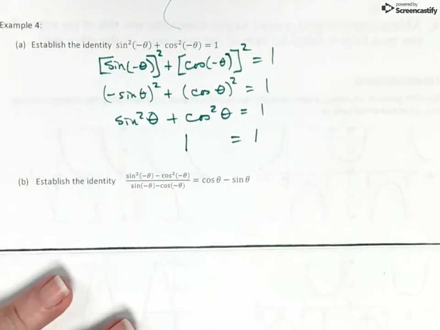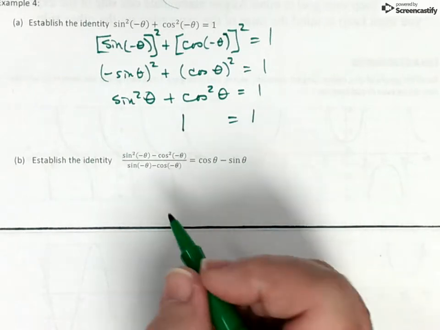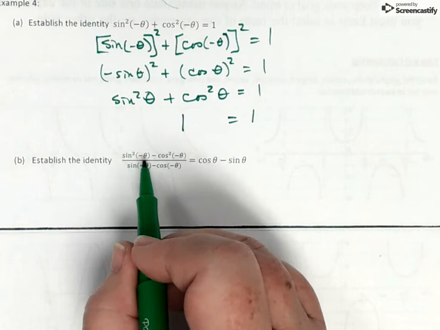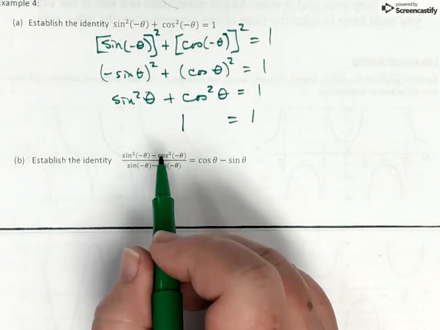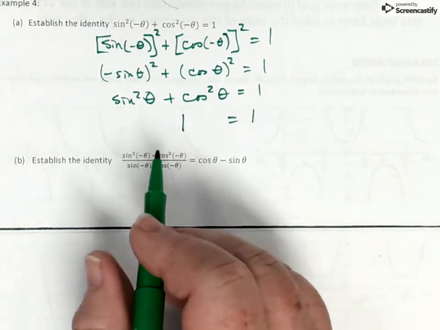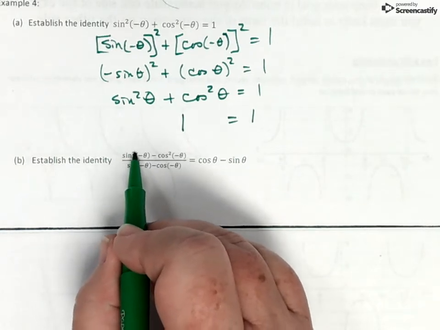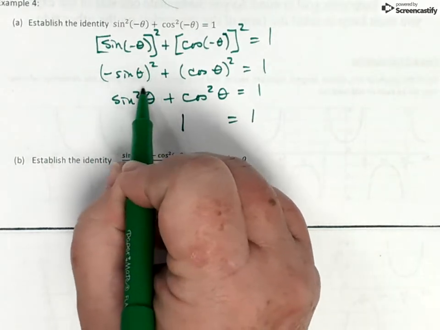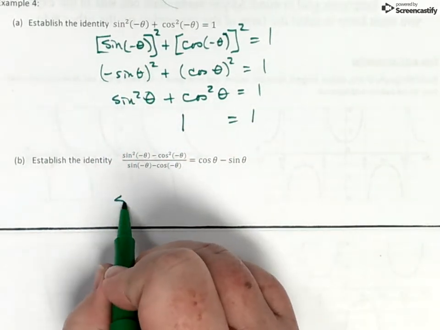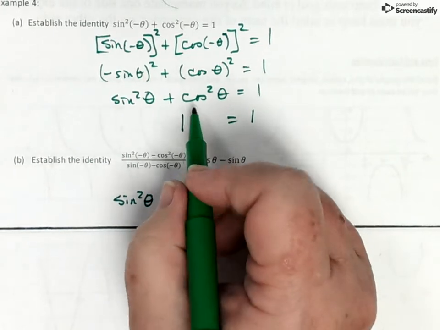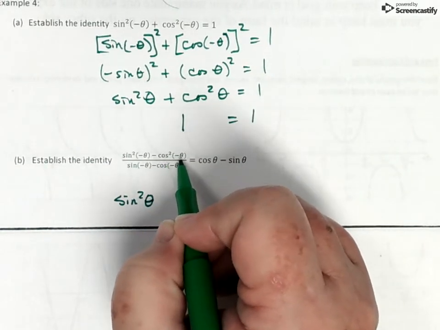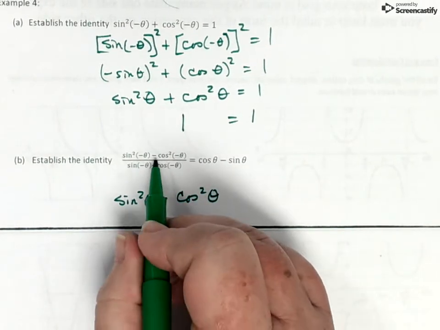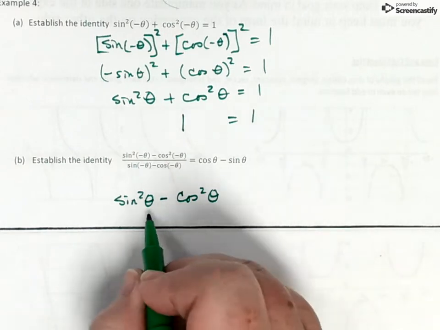Now let's look at this next problem. This is our last one that we're going to do for section 7.4. The top part is a little different. First of all, notice it's sine squared negative theta minus. So that's going to be a little different. Let's keep that in mind. But we do know that sine squared negative theta can be just written as sine squared theta. So I'm going to rewrite that as sine squared theta. And we know that cosine squared negative theta can just be written as cosine squared theta. And I'm going to put a minus sign in between because that's what was in the problem.